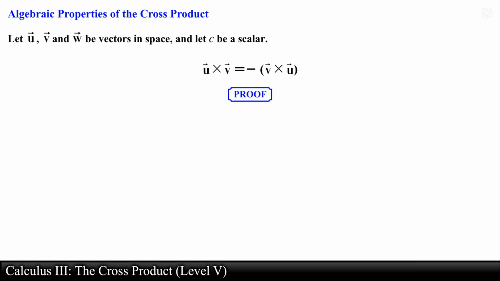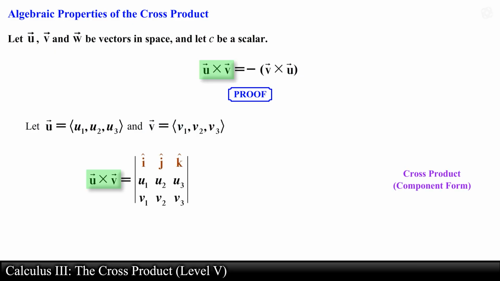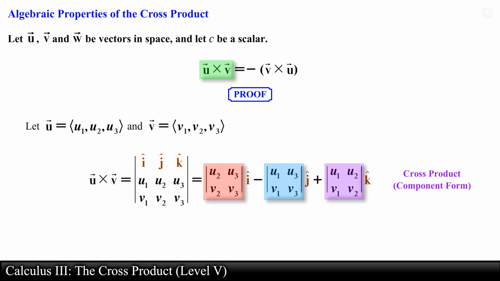This and subsequent properties can be proved by writing the vectors in terms of their components and using the component definition of the cross product. So we will let vector U be equal to the following components, and let vector V be equal to the following components. Then, by using the component definition of the cross product, we go ahead and set up our determinant and find the minors of the matrix.